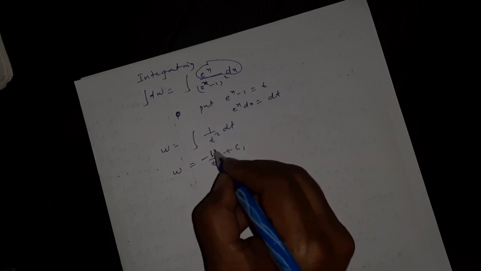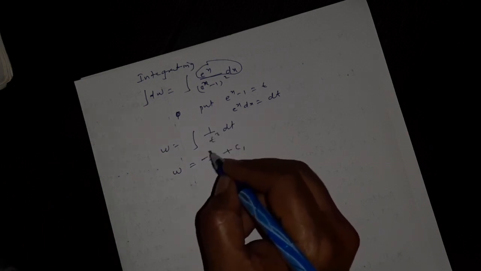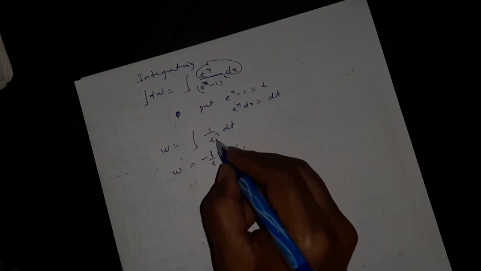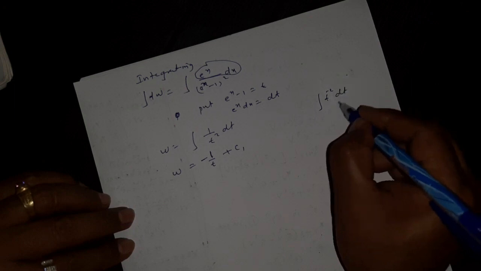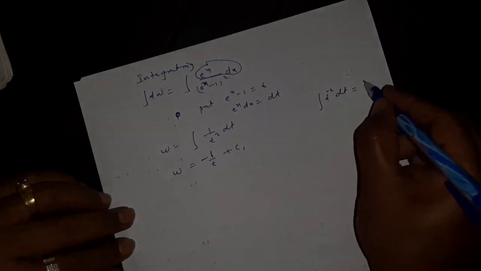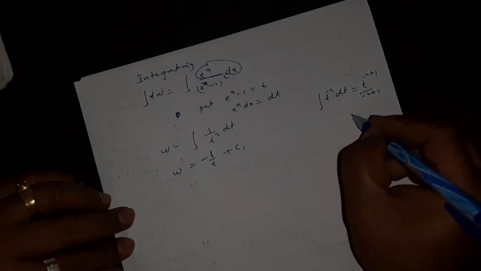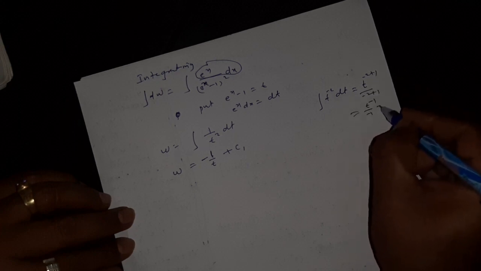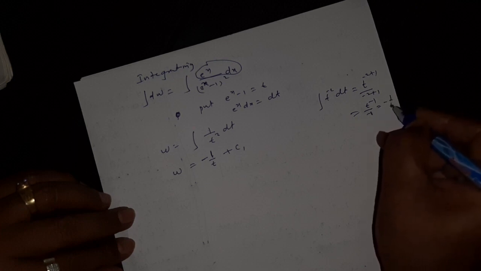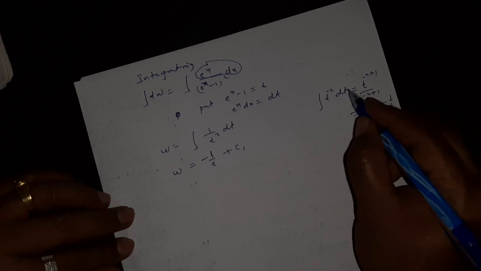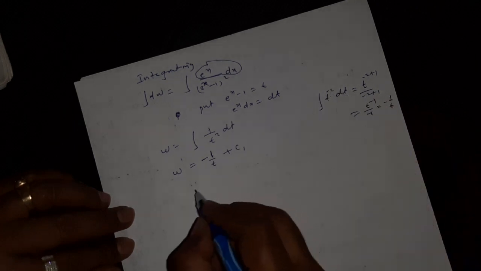Integration of 1 by t square is minus 1 by t, because the derivative of 1 by t is minus 1 by t square. Or 1 by t square means t raised to minus 2, and the integration of t raised to n is t raised to n plus 1 divided by n plus 1. That is t raised to minus 1 by minus 1, that is minus 1 by t.